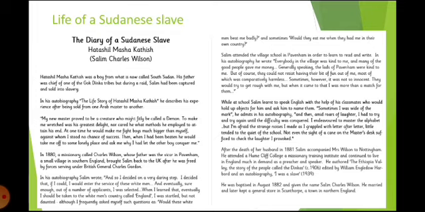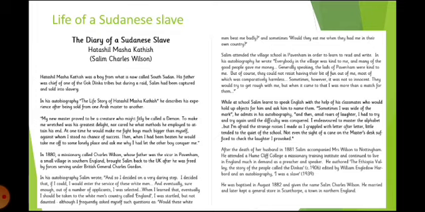After the death of her husband in 1881, Salim accompanied Mrs. Wilson to Nottingham. He attended the Cliff College, a missionary training institute, and continued to live in England, much in demand as a preacher and speaker.